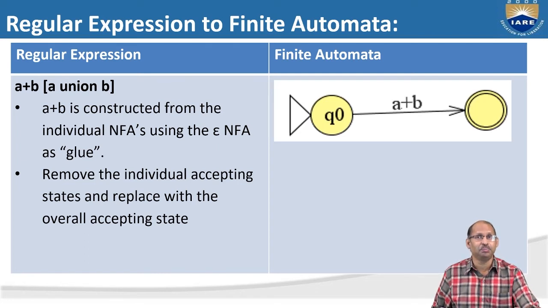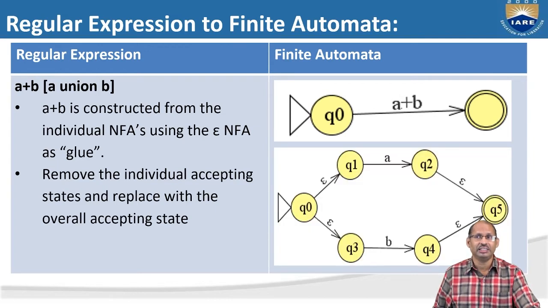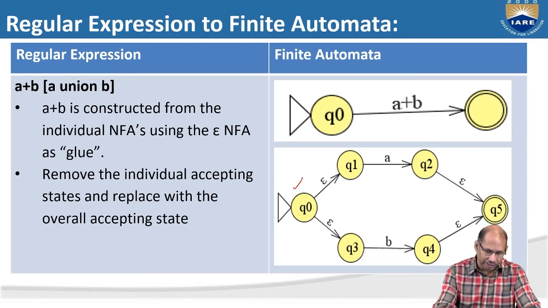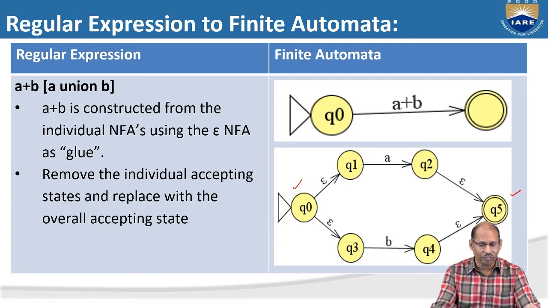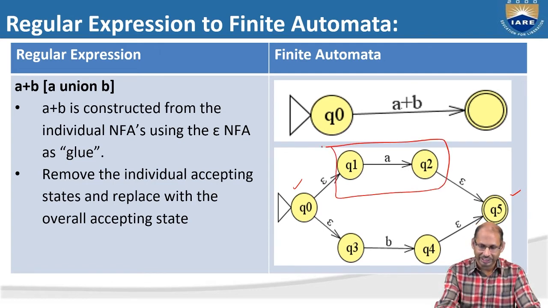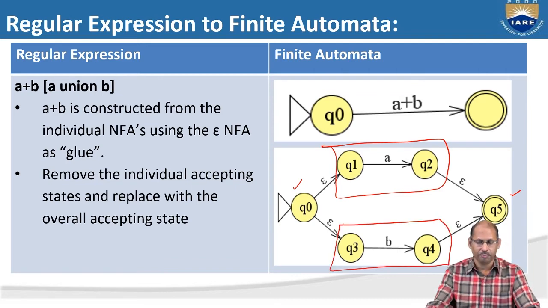A plus B is a regular expression to represent union. In the shortcut form we represent it like this, and this is the actual one. Q0 is the initial state, and Q5 is the final state. There are two finite automata: this is finite automaton 1, representing A, and this is another finite automaton, representing B. We are connecting both with Q0 and Q5, and adding all these epsilons.